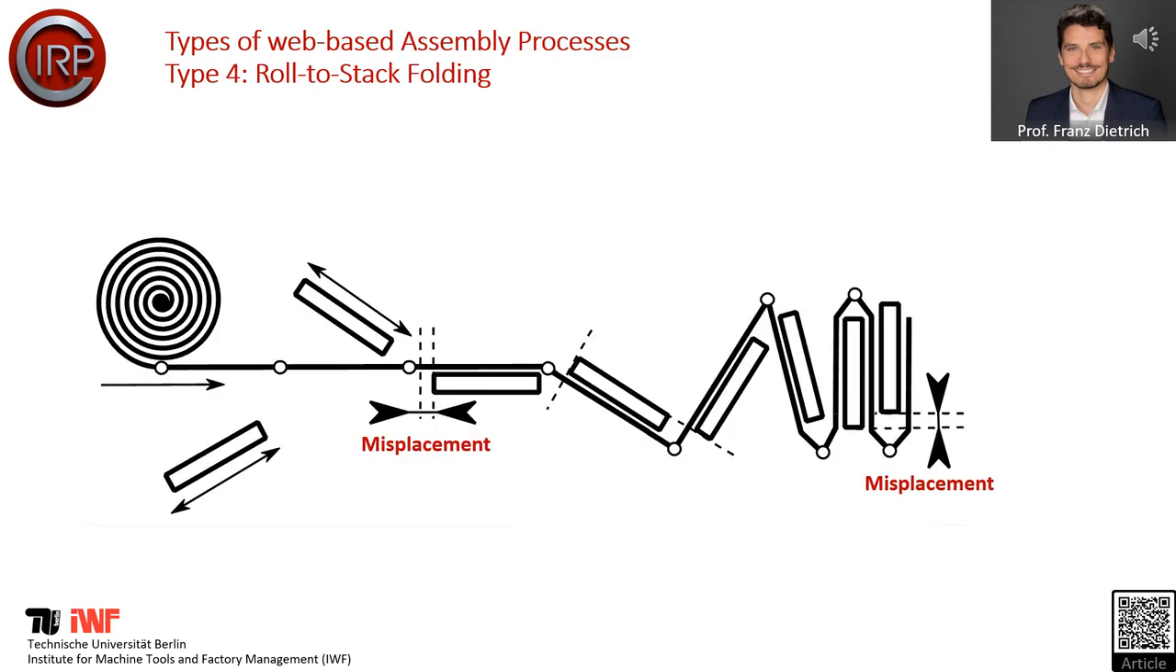The fourth type I'd like to introduce is roll-to-stack folding. This means that the base material comes from a roll, then discrete elements are placed on top of that, and then a fold is created, where not only the accuracy of the placement is important, but it's also the placement of the folds that determine the final accuracy in the product. The further elaborations in this presentation will concentrate on this type 4 because we found that all the aspects that can be found in the previous types are aggregated in this type 4.